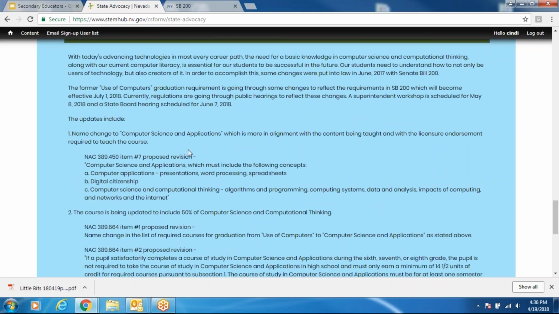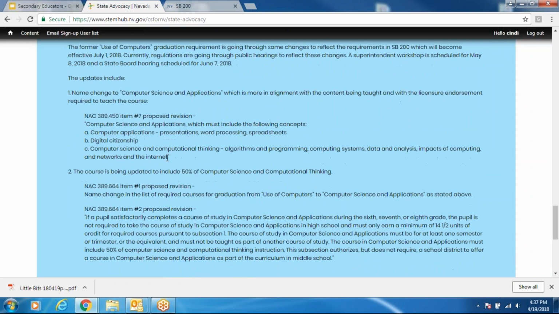So what the proposed changes are, in addition to the name, is that this new Computer Science and Applications course, the former computer literacy course, must include the following concepts: computer applications, so our presentation, word processing, spreadsheet, all the things we've currently been teaching; digital citizenship, which we've currently been teaching; and then computer science and computational thinking, including algorithms and programming, computing systems, data and analysis, impacts of computing, and networks and the internet. These 5 concept areas are on the standards, which, if you haven't looked at them already, I'll go over in just a minute.